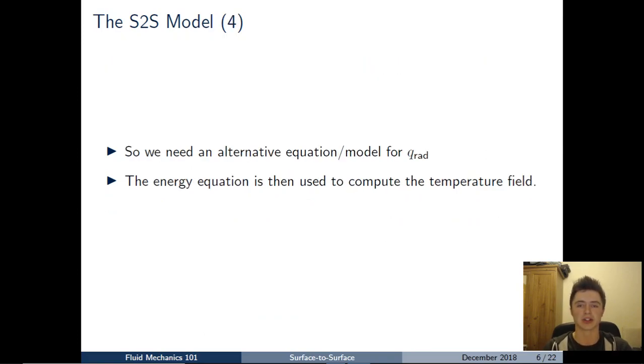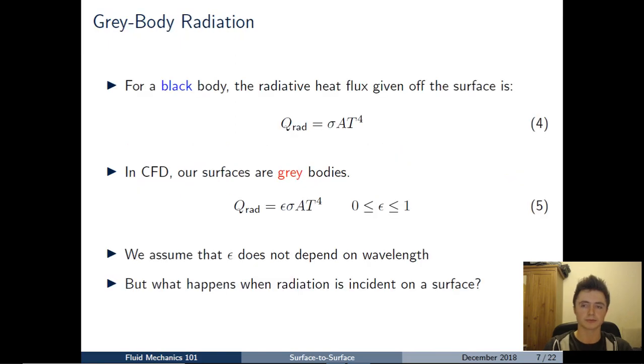And again, that's just a recap. Today we're going to be focusing on our equation for the radiative heat flux, Q sub rad, and then we put that into the energy equation and use that to compute the temperature field in the volume. So, to start things off, we know that for a black body radiator, the radiative heat flux is given by equation 4, and that's Q is equal to the product of the Stefan-Boltzmann constant, the area of the surface, and the temperature to the 4th power.